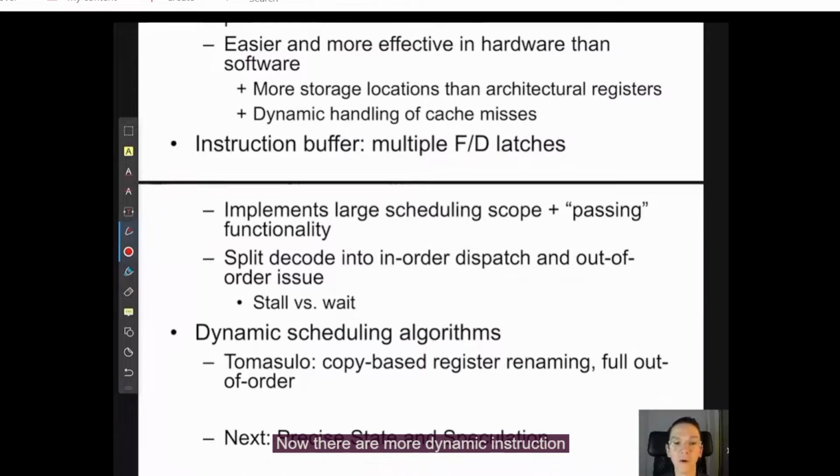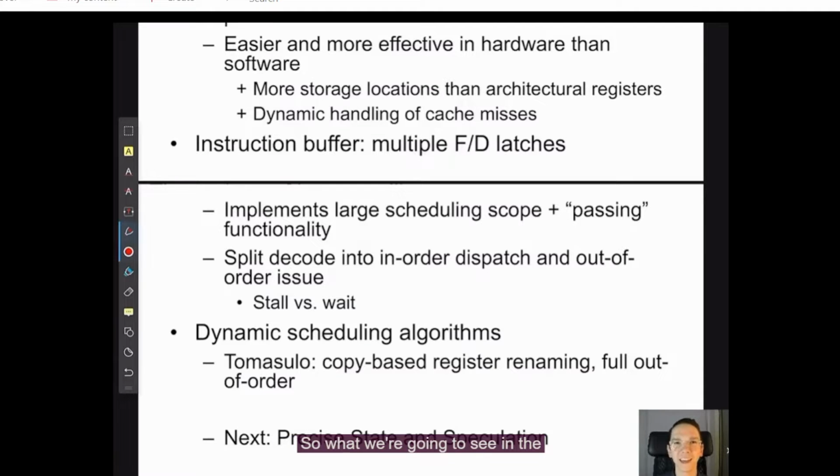Now, there are more dynamic instruction scheduling algorithms out there, and in this module, we focused on one implementation, Thomas Wheeler's algorithm, or Thomas Wheeler's organization, which uses copy-based register renaming and is fully out of order for its execution and even write-back of registers. At the end of the last video, I gave you a little hint that out-of-order write-back is going to be a problem for maintaining precise state when we face exceptions and interrupts, and in fact, even for control speculation.